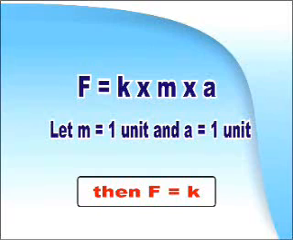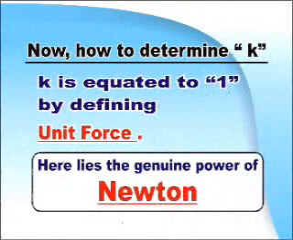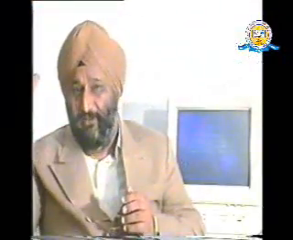Like for example, let us say m is equal to 1 unit, acceleration equal to 1 unit, then F is equal to k. Now we have to determine k. See what a fantastic idea Newton gave. Like for example, unit mass when kept in air or vacuum and acted upon by a force which produces unit acceleration. This force which is acted upon the body, if we take it as 1 unit, then k will become equal to 1. Please see again.